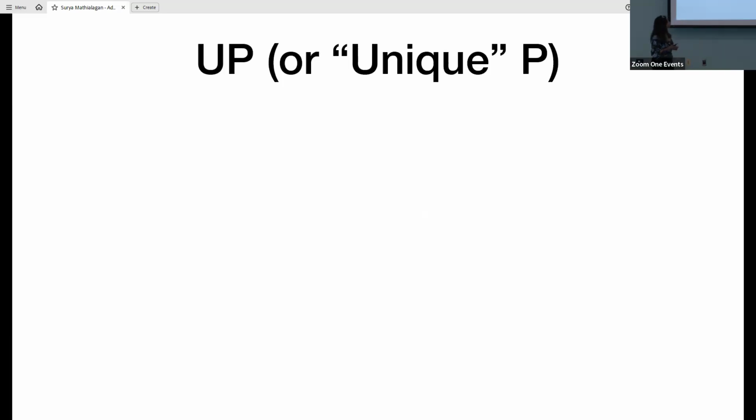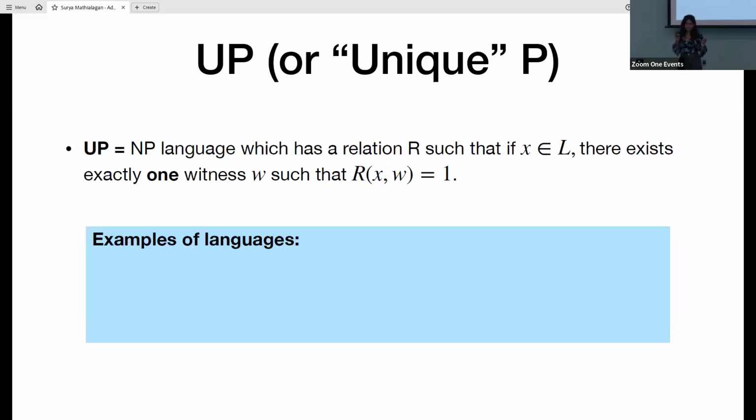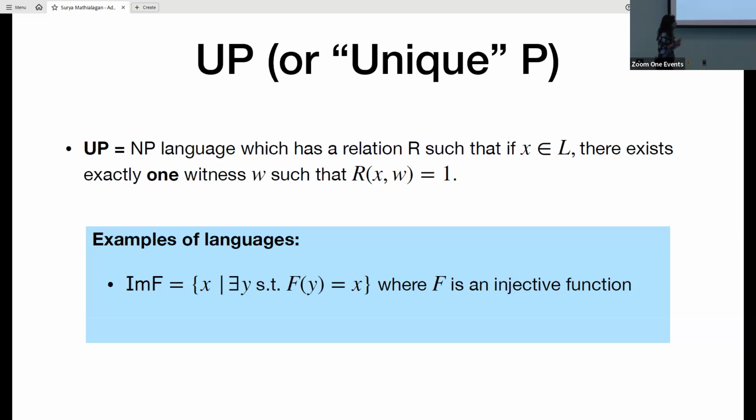I think it's more correctly unambiguous polynomial time. It's basically a subclass of NP where for every X in L, there's exactly one witness. So every X is going to have at most one witness. And just for something concrete to keep in mind, you can think of, for example, a very simple injective function. And using this injective function, you can define a language which basically says X is in the language if it has a pre-image according to this function. So this is an example of a UP language.